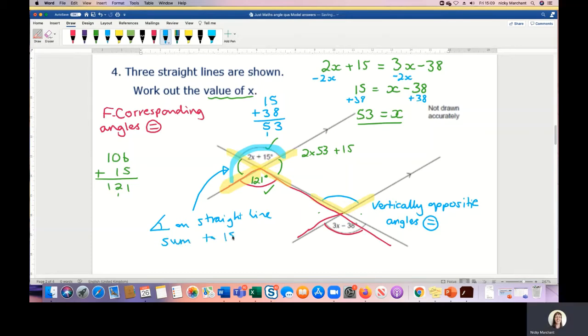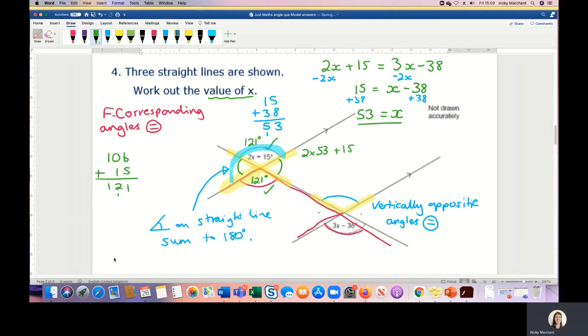Okay, sorry about the pen here, it's getting a bit scratchy. Okay, angles on a straight line, sum to 180 degrees. So therefore, we've just found out this angle here. Okay, so it's either this straight line here or this straight line here. So this angle here is also 121 degrees. We didn't need to find it, but it could be the sort of question you could get asked. Bit of an extension task here, really.